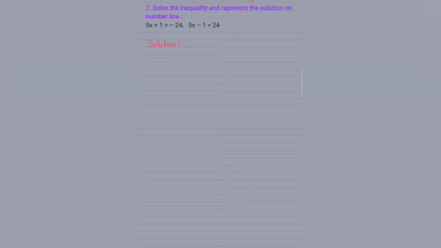So the first inequality is 5x plus 1 greater than minus 24. 5x greater than minus 24 minus 1. The plus 1, when shifted to the right hand side, becomes minus 1. So 5x greater than minus 25 and x greater than minus 25 over 5. So the value of x from the first inequality is x greater than minus 5.